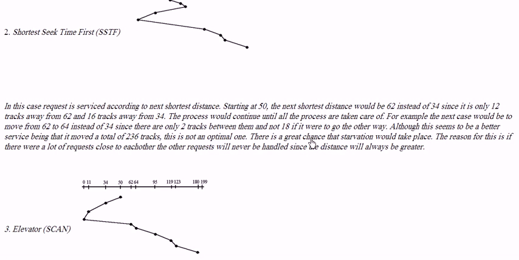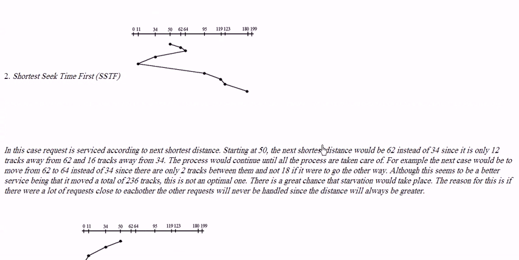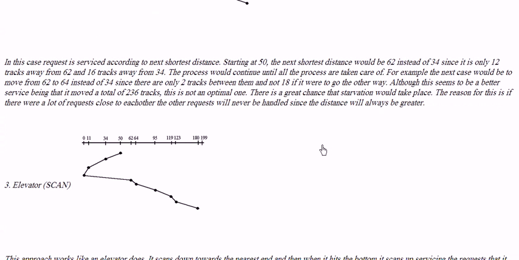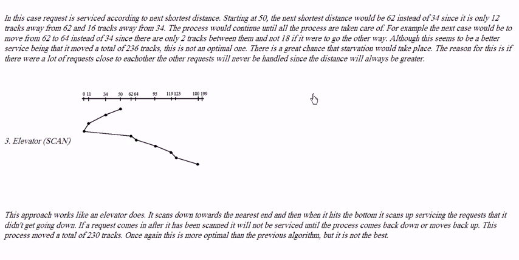So starting from 50, the next shortest distance would be 62 instead of 34, since it's only 12 tracks away from 62 and 16 tracks away from 34, so we take the shortest. The process would continue until all the requests are taken care of. For example, for the next case, we consider all these cases step by step.